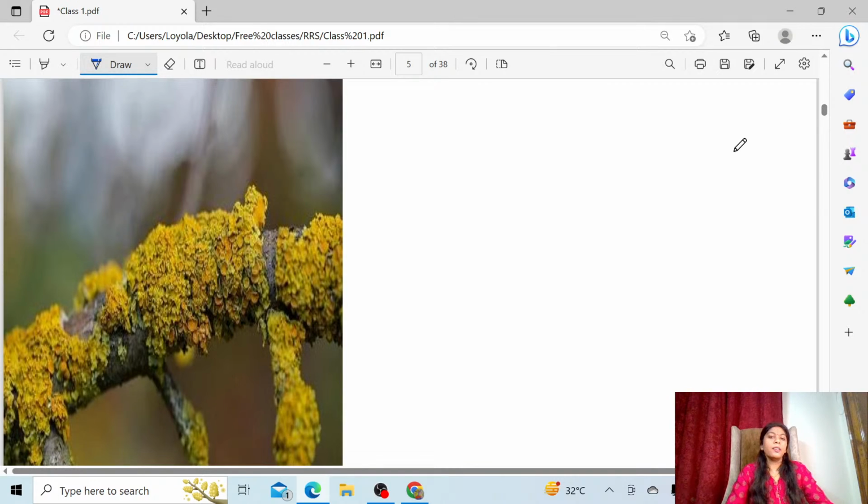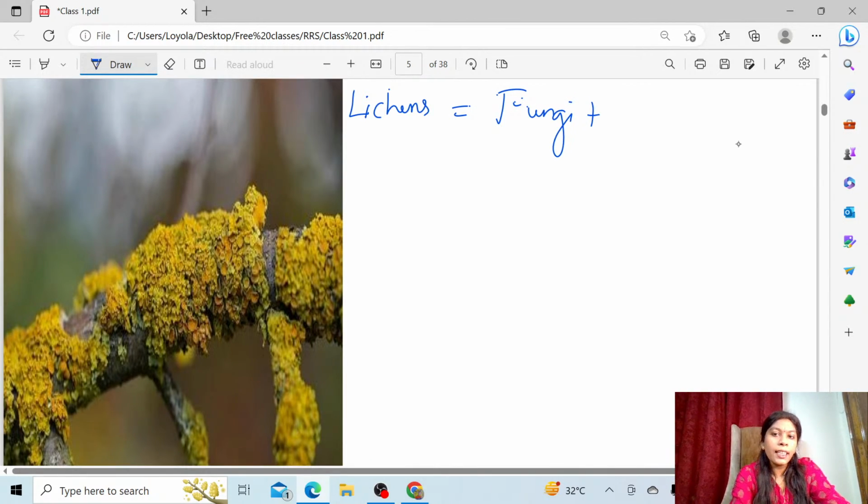You can see here, this is lichen. I hope many of you would have seen this when you are going to damp areas, on tours, visiting hilly areas, rainforest especially. You can see these types of organisms living everywhere. You will find them, lichens. Lichen is not a single organism. It's a combination of fungi and algae. Otherwise, it's also blue-green algae. Either algae or blue-green algae.